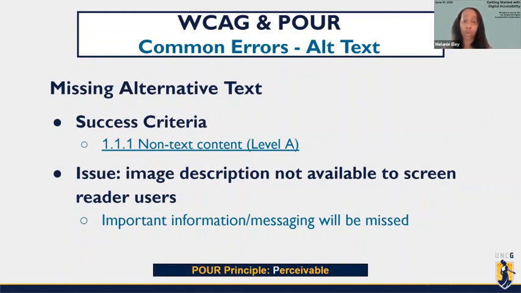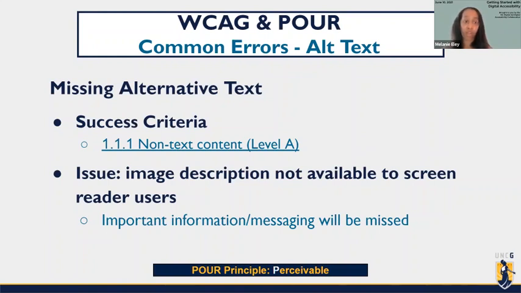As I'm going through this, if you are following along with the slides themselves, if you have them open, you can click on the links that are listed on these next few pages if you want to get more information about the specific success criteria. Missing alternative text is one of the most common WCAG errors that we find in websites. An example of this would be you have an image or some sort of visual on your page, and there's no description in the alternative text field for that visual.